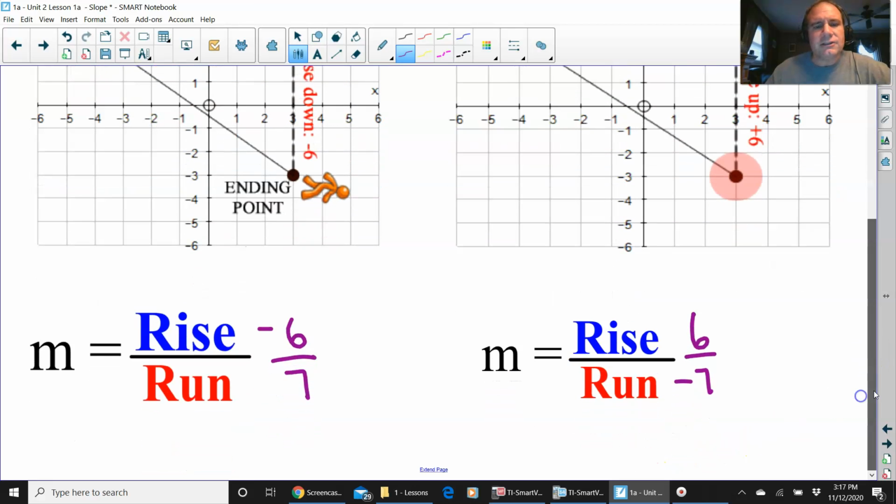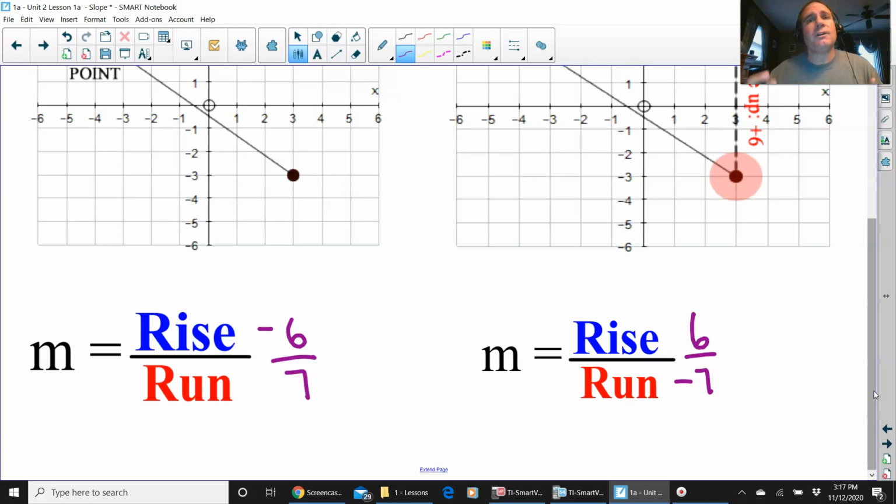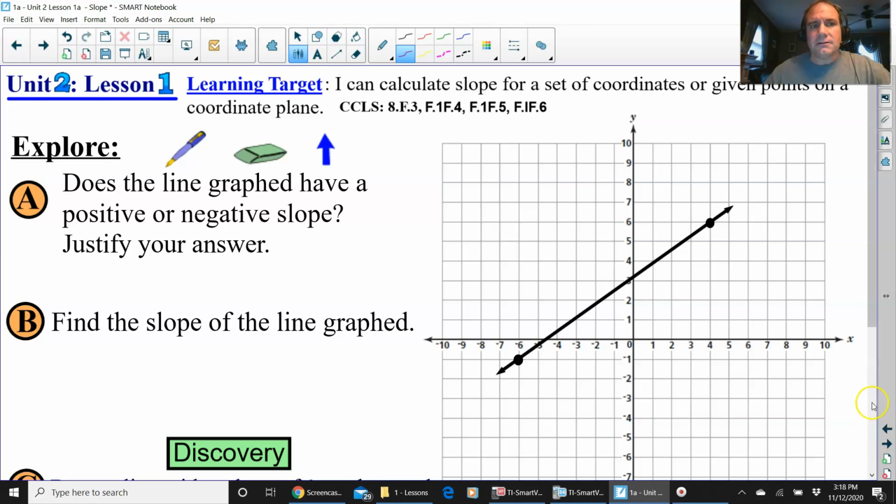And remember, as long as one number is negative and one number is positive, if the numerator is negative and the denominator is positive, it's a negative slope. If the numerator is positive and the denominator is negative, you have a negative slope. So these two slopes, even though 6 is negative here and 6 is positive here, 7 is positive here, 7 is negative here, they are the same answer, right? They have the same slope. It's a negative slope, negative fraction. Negative divided by a positive is negative. And so it does not matter which way you go on the line.